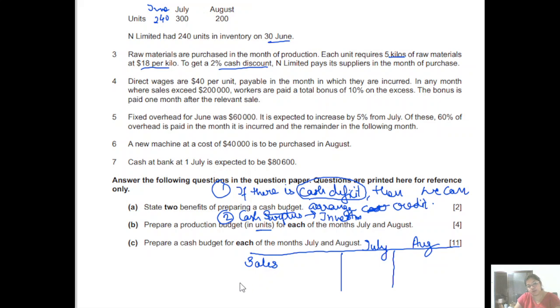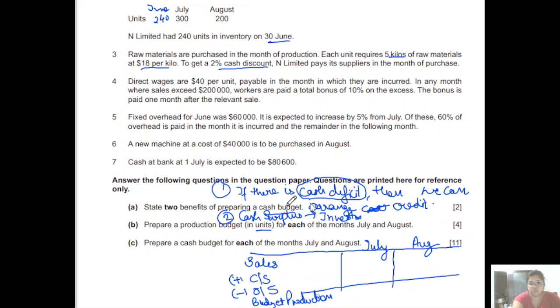First of all, you have to write down the sales, and then you have to add your closing stock, and then deduct your opening stock. Then you can easily find out your budgeted production, how much you produce or how much you should produce for the month of July and for the month of August. So what is the sale? Sales is given to you in the question.